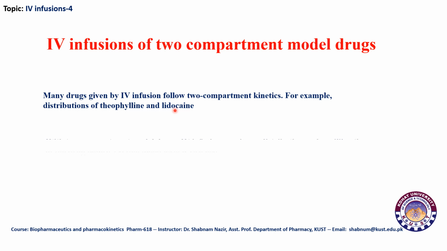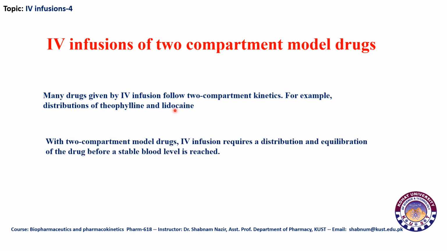So what happens in the case of such drugs is that with two compartment model drugs, intravenous infusions require a distribution and equilibrium of the drug before a stable blood level is reached. The drug first will be distributed to the far areas, and then it will start to come back into the blood circulation, because this is a two directional or reversible process.